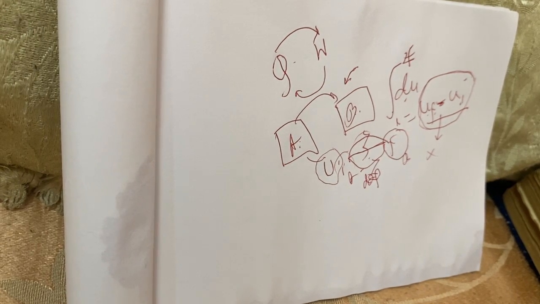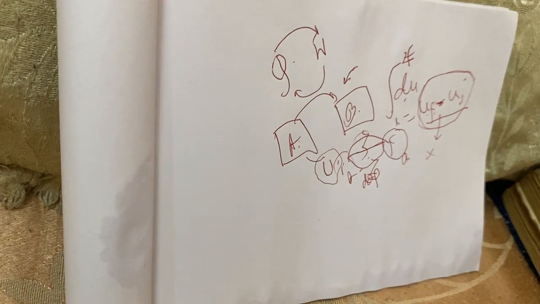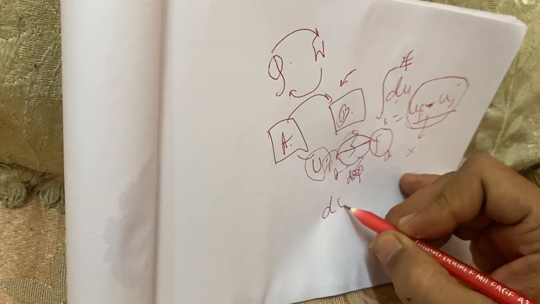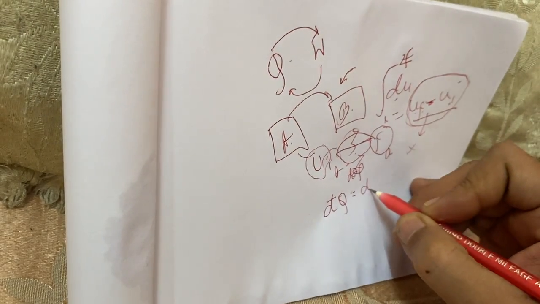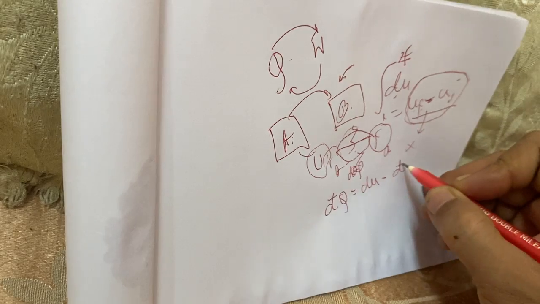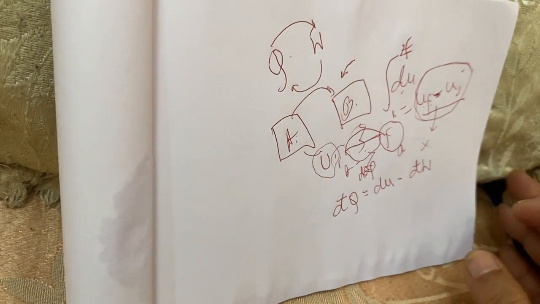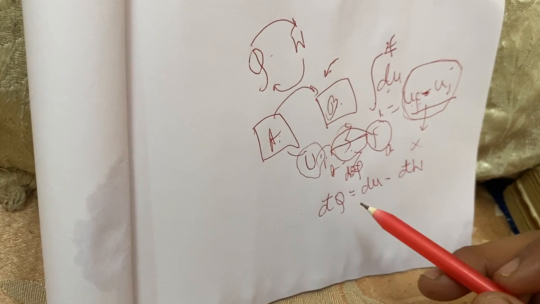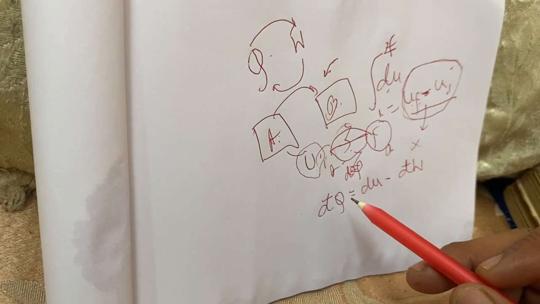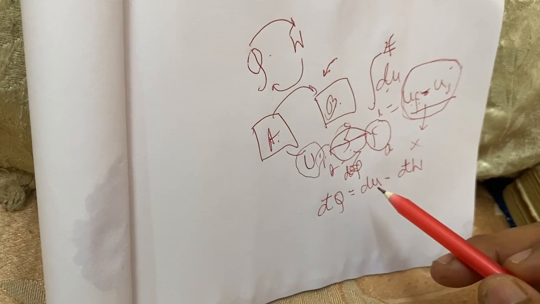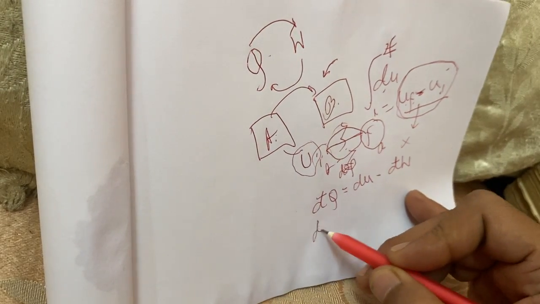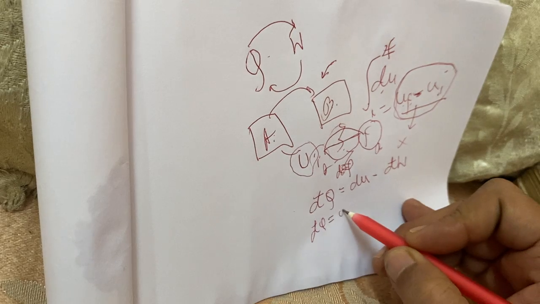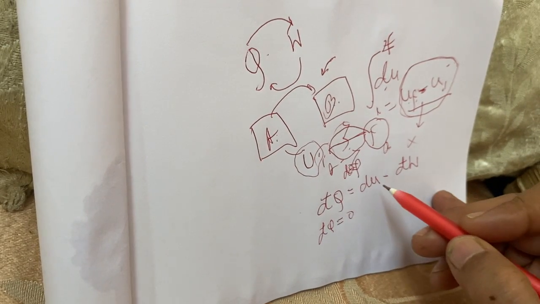So, the first law of thermodynamics, on all of this observation, takes the mathematical form dq is equal to du minus dw. In case of adiabatic work, there is no heat exchange between system and surroundings. So, dq becomes 0 in case of adiabatic work, and you see the observation dw is equal to du.